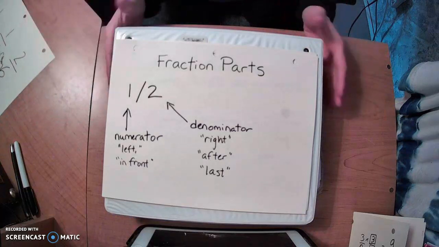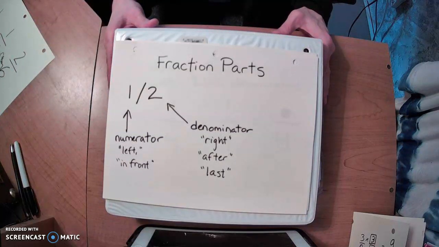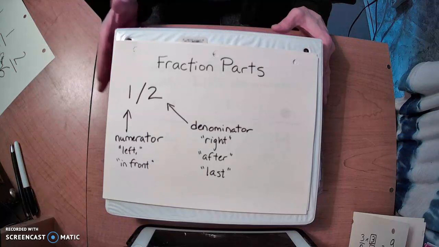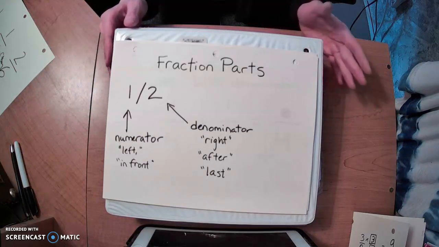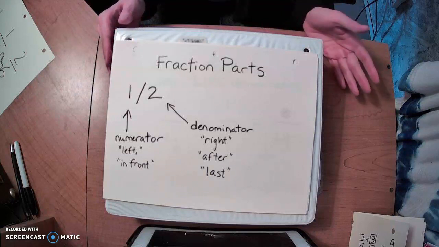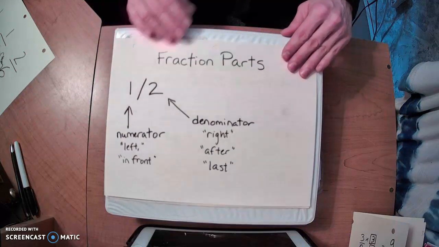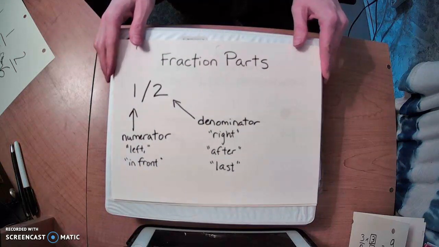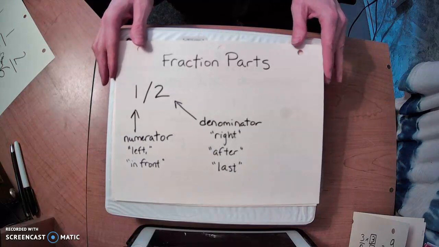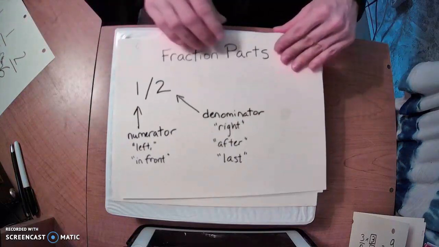We have parts of a fraction continued. So sometimes in print we do represent the numerator to the left or in front of the fraction line, and the denominator is to the right, after, or comes last in the fraction. So these are all words that you should tune into and listen to in order to figure out if the fraction parts are the numerator or the denominator.